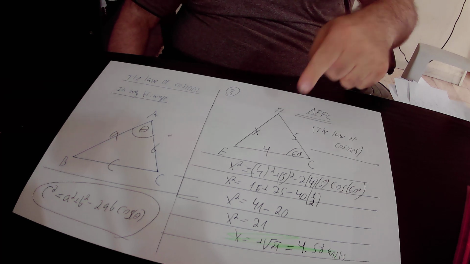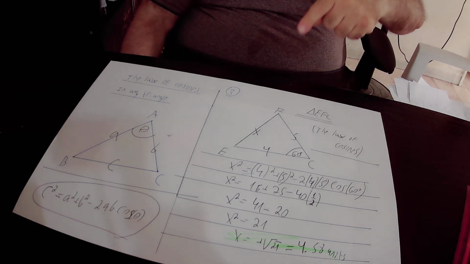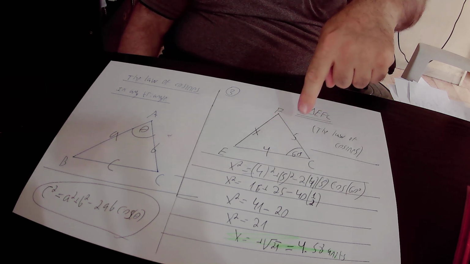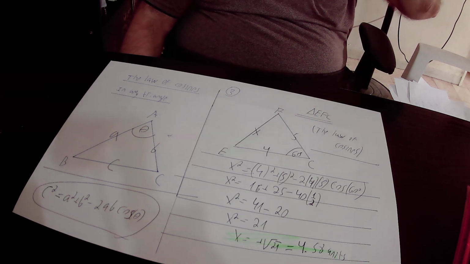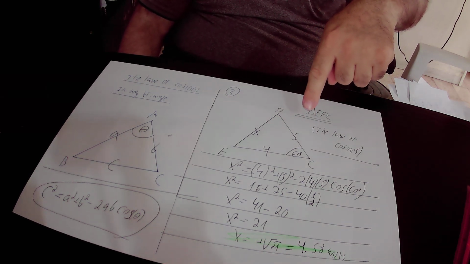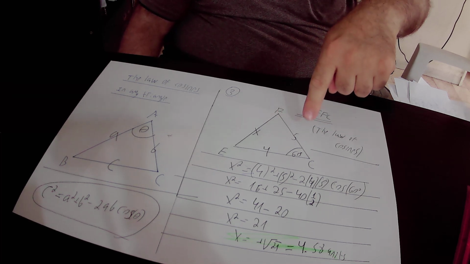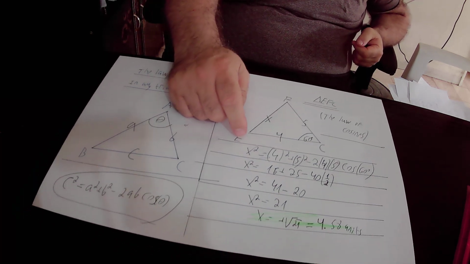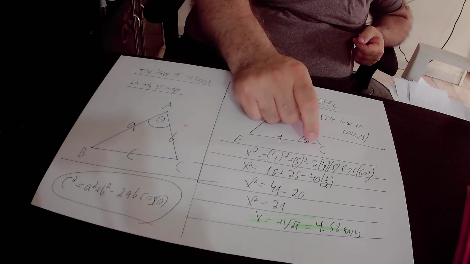We implemented the law of cosines in this triangle ECF, and according to the law of cosines, we get that x squared equals 4 squared plus 5 squared minus 2 times 4 times 5 times cosine 60 degrees. I repeat again, x squared equals 4 squared plus 5 squared minus 2 times 4 times 5 times cosine 60 degrees.